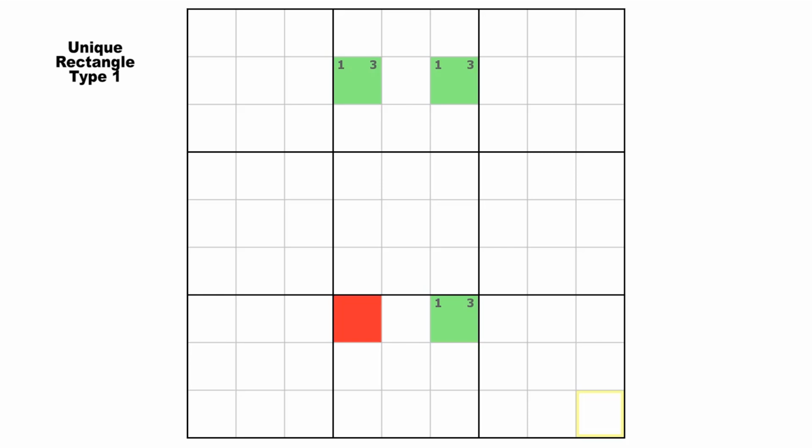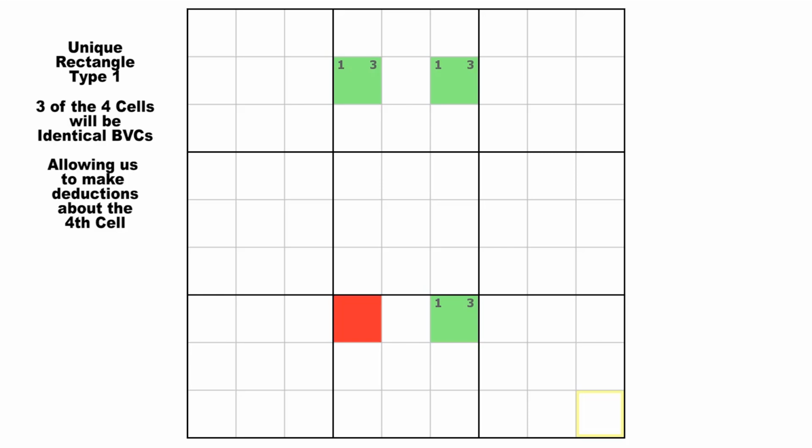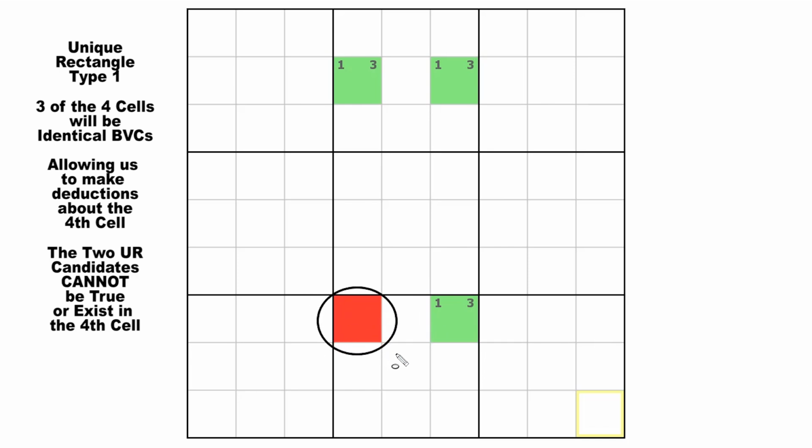In a UR type 1, 3 of the 4 cells will be identical bi-value cells, which will allow us to make deductions about the 4th cell in the rectangle. Like if we had something that looked like this, and we knew for sure that these 3 cells were indeed bi-value cells, we would know that this 4th cell could not and cannot contain a 1 or a 3, or it would lead to the forbidden pattern as I demonstrated a minute ago.